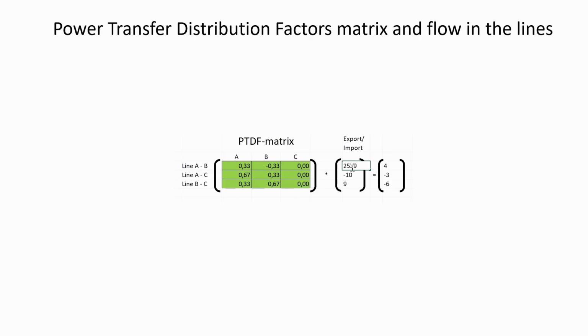If I insert the flows from the textbook, it was 2539 here, and it was minus 3350 here. Then you can see we will get the exact same flows as in the textbook. So this is the power transfer distribution factors matrix, and this matrix will show you how the physical flows will be in the system if you have different exports and imports in the different nodes in the system.